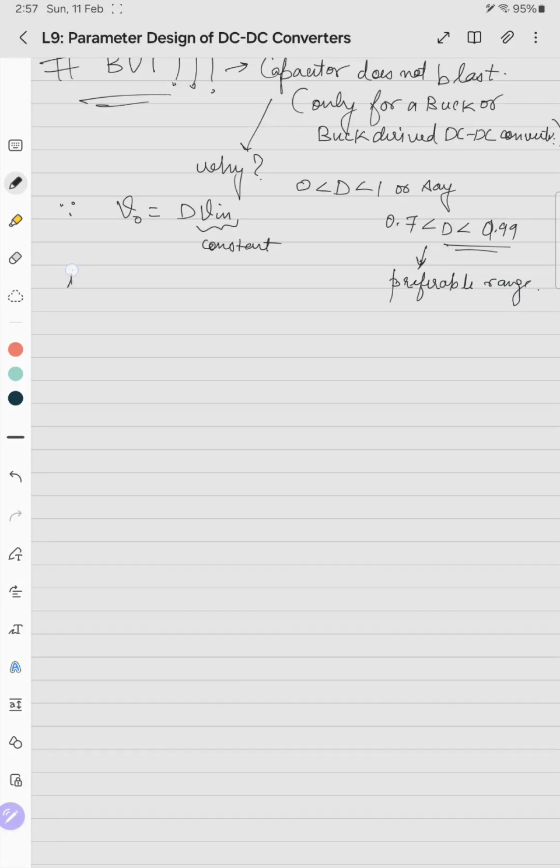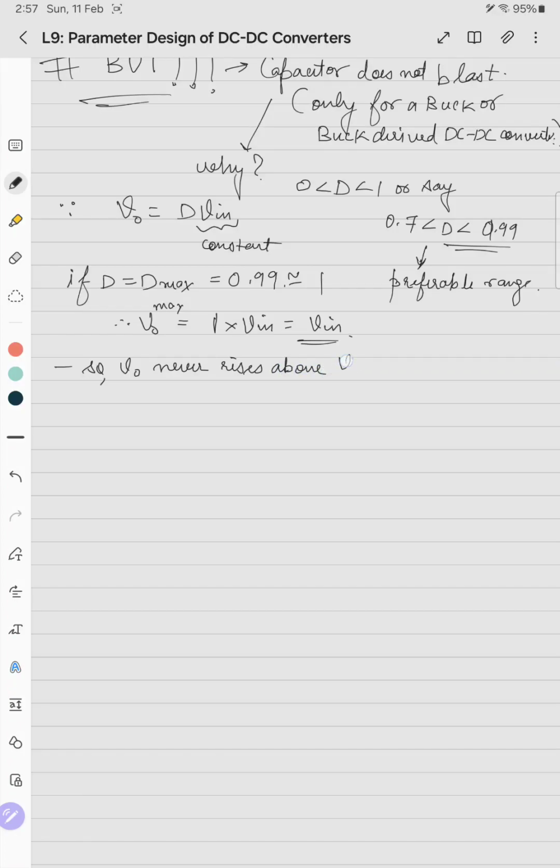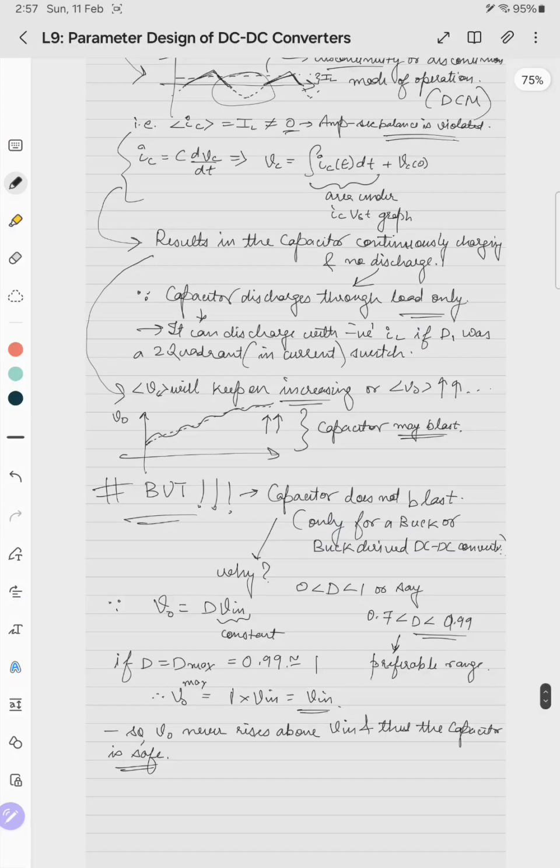So if D equals Dmax equals 0.99 or tends to 1, V0 max is 1 into V in, which equals V in. So V0 never rises above V in, and thus the capacitor is safe. The capacitor can charge maximum to V in, the input voltage.